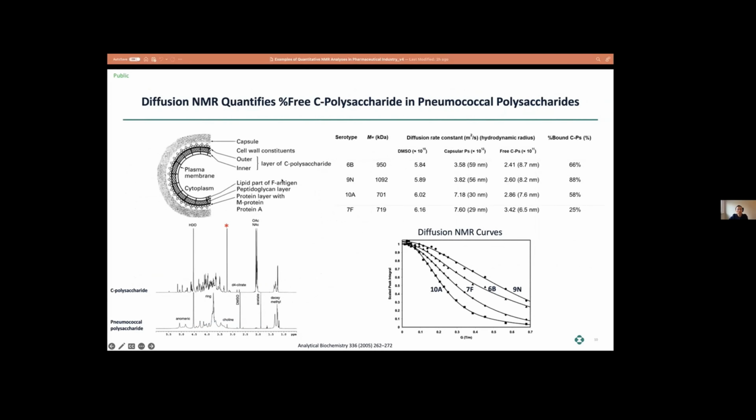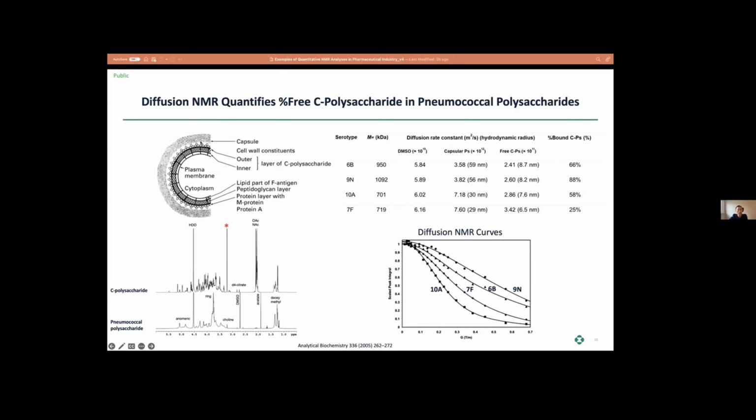The last but not least are also illustrated using the NMR for characterizing hydrodynamic sizes, but that's not the purpose for characterizing the polysaccharide for vaccine. But actually, we have a question about how to quantify the C polysaccharide from the bacterial polysaccharide. So let me just give you a little bit of illustration of what this is.